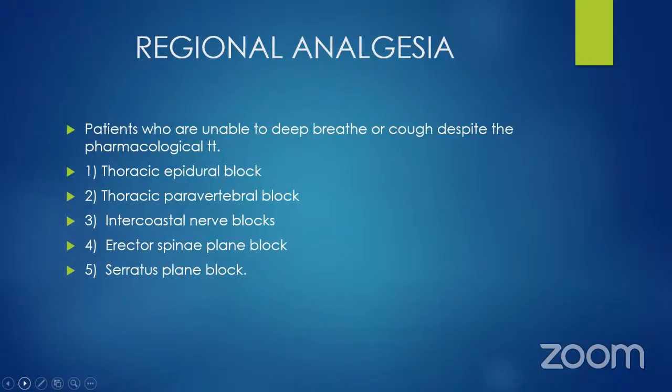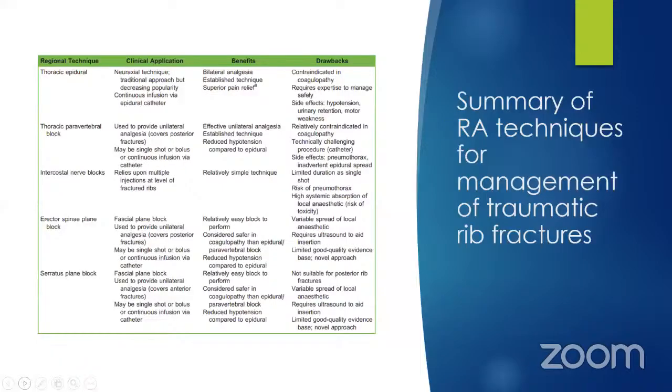Coming to regional anesthesia, for patients who are unable to deep breathe or cough despite the pharmacological treatment, we will proceed with regional anesthesia. These include types of blocks like thoracic epidural, thoracic paravertebral block, intercostal nerve blocks, erector spinae plane block, and serratus plane block. This is the table which shows the regional anesthesia techniques. It is a summary, and these include mainly 5 types of blocks.